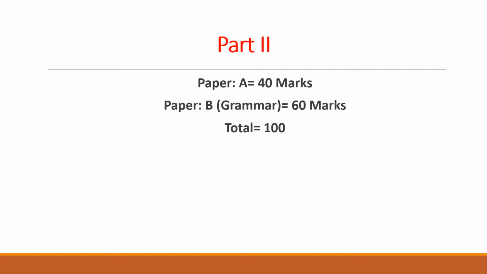Then coming to paper B, the part of the grammar attains 60 marks, thus making 100 marks in total. So section A carries 40 marks, and section B, which is primarily about grammar, contains 60 marks. So there are 100 marks in the whole paper of part 2, 40 for section A and 60 for section B. We can understand here that paper B is important in the sense that it carries 60 marks. So we need to concentrate on this section of the paper so as to secure as many marks as possible.